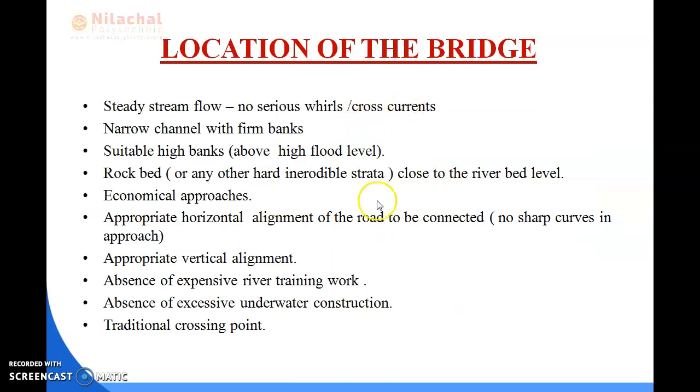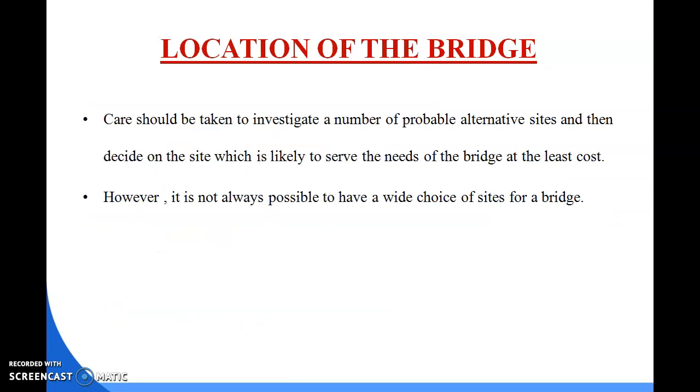Whenever we locate a bridge on a river, the river should have steady stream flow, no serious swells and cross current, a narrow channel with firm banks, which we already discussed, a suitable high bank above high flood level, then a rock bed or any other hard incompressible strata close to the river bed level, and economical approaches. Appropriate vertical alignment should be available there, with absence of expensive river training work, and a traditional crossing point also. Okay, if these criteria are available, then that will be selected as an ideal bridge site.